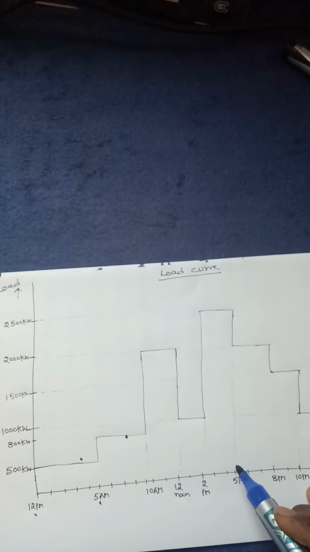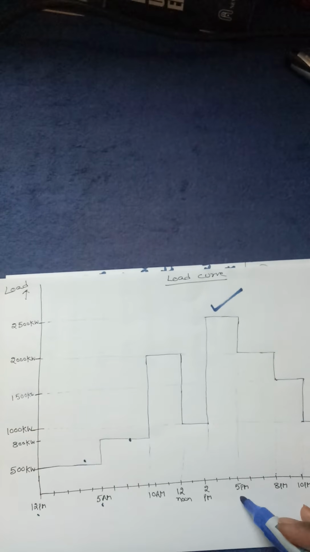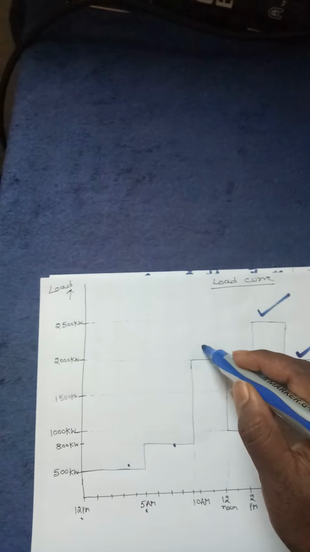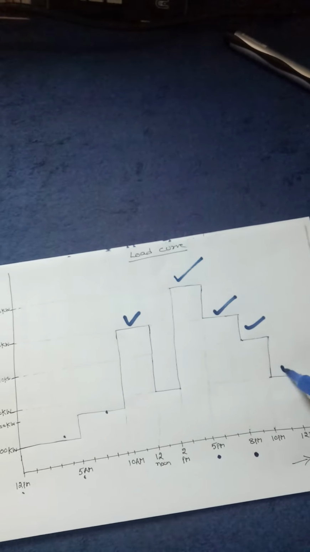12 to 2, that is 1000, then 2 to 5 highest load 2500, and then 5 to 8 p.m. how much? 2000. Here 2000 and here 2000 is coming. So remaining all, this is 1500 and this is 1000.